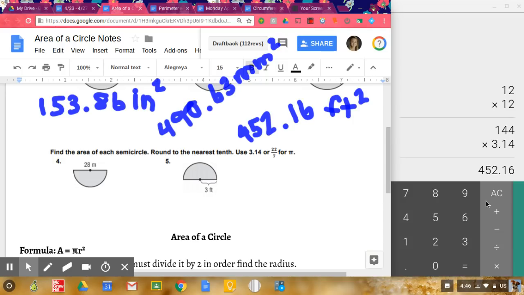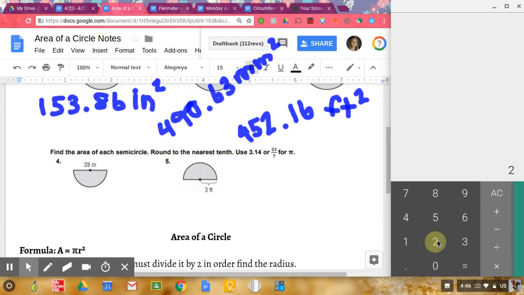So on that first one, number 4, it looks like it gives you a diameter. So take 28 and divide it by 2 to find your radius. We get a radius of 14. So the next step is just square that, 14 times 14. You get 196, and then you have to multiply it by pi.